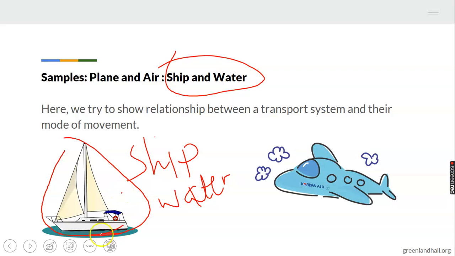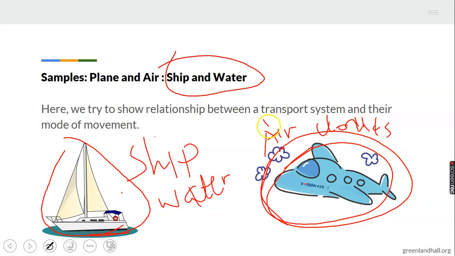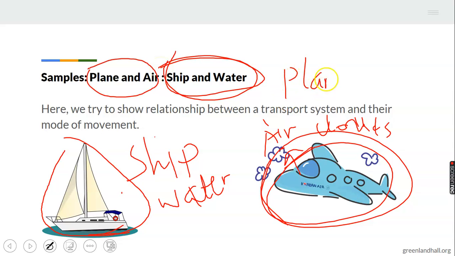Ship moves on water. Now we have another one, which is plane. Airplane. Where does it move? It moves in the air or in the clouds. Now, the analogy is that plane is related to air. That's why we have plane and air. Then ship and water. You cannot say plane and water. Is it correct? Is it correct?